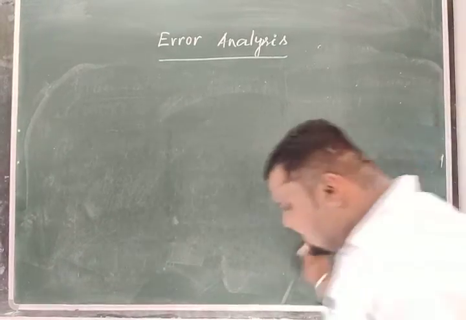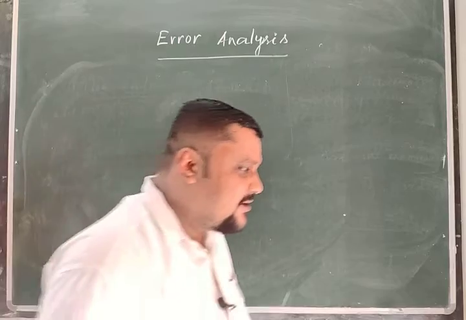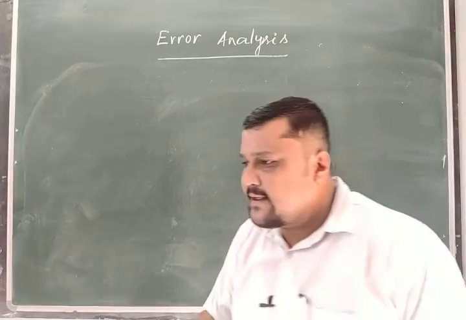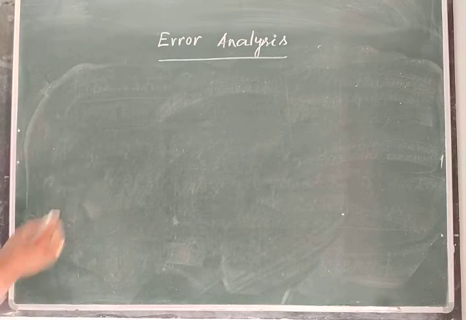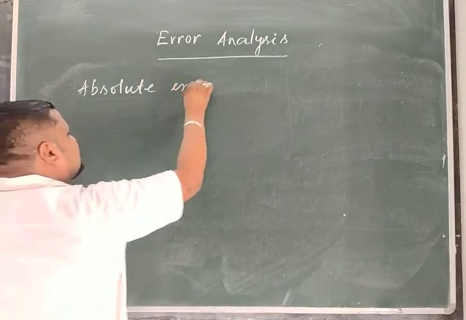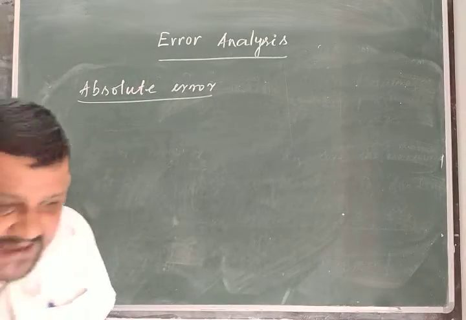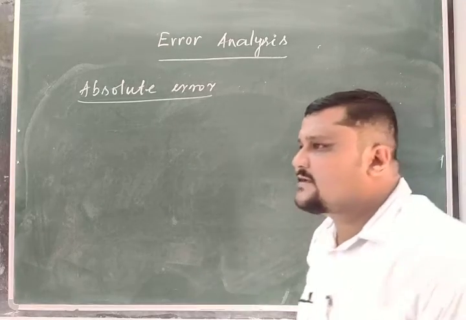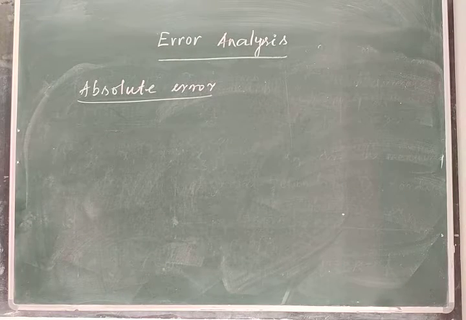Okay, next we will see how I can express the error in a measurement. How can I express how much the error is in a random error? To express that, we need another term, called the absolute error. You should know this absolute error to express the error in a random error. Clear? So what is absolute error?